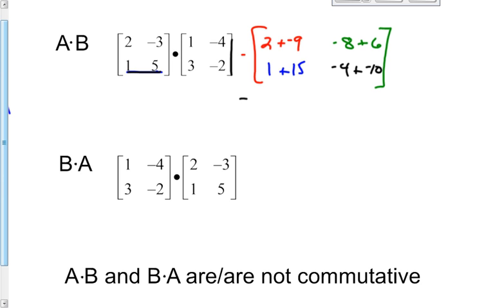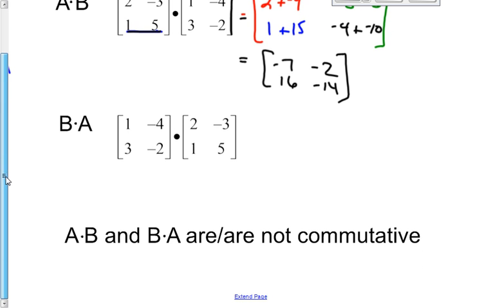And now we put all of this together. 2 plus negative 9, negative 8 plus 6, 1 plus 15, and negative 4 plus negative 10. There's your matrix multiplication for the 2 by 2. Okay, let's try another one.